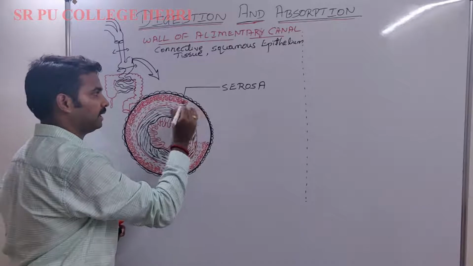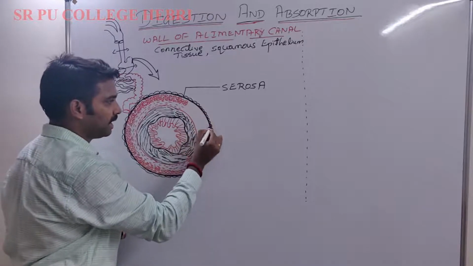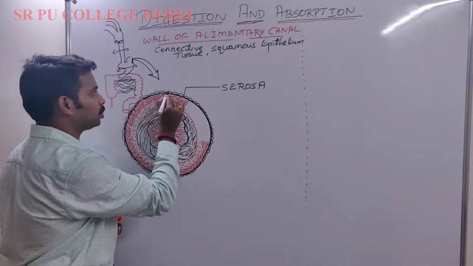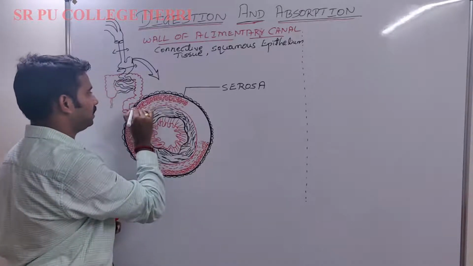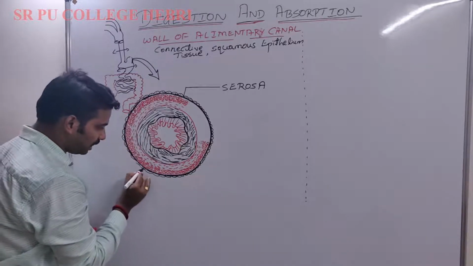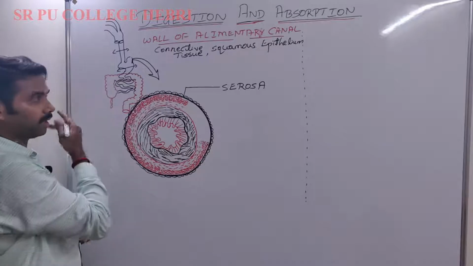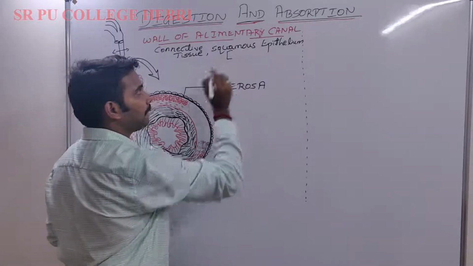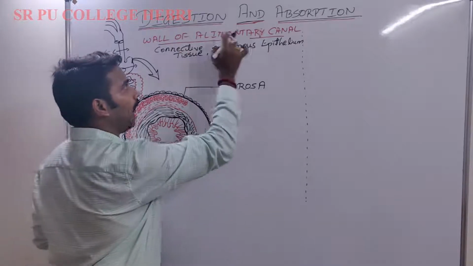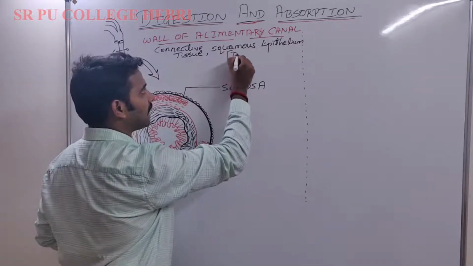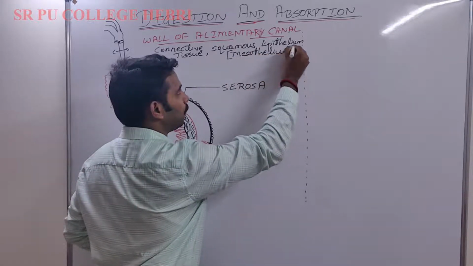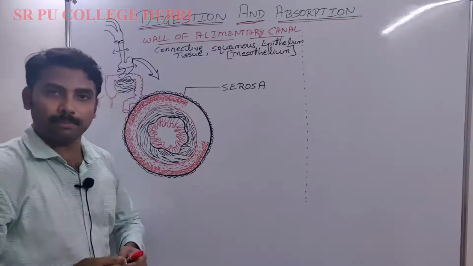This is not shown in the NCERT, but we have to understand that along with connective tissue, epithelial tissue is also present in the outermost layer called serosa. Now, the squamous epithelium found in the serosa or wall of the alimentary canal is also called mesothelium. This is very important. Underline, very important it is.